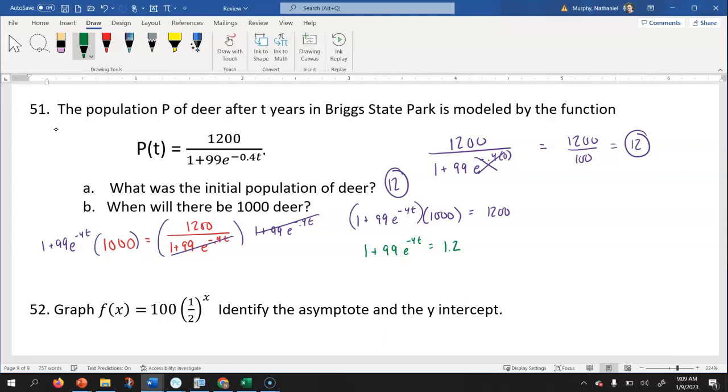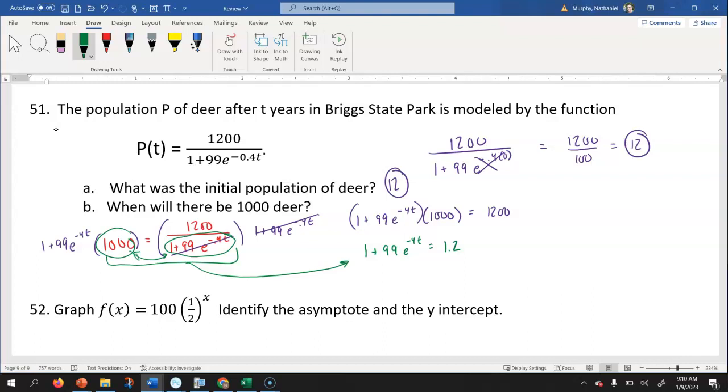Now what I was going to mention earlier is going back to what I had in red to what I had over here in green. We could have connected these two steps without doing anything I did in purple. Because any time that we have a variable in the denominator, we can just take this piece and switch them. So if we did that, we'd have 1 plus 99e to the negative 0.4t power on the left side, which is what we have here, equals 1200 divided by 1000, which is 1.2 on the right side. Like I said, we could have just skipped directly to that, but I want you to see why we could use that shortcut.